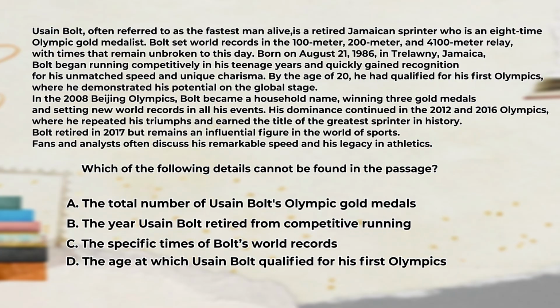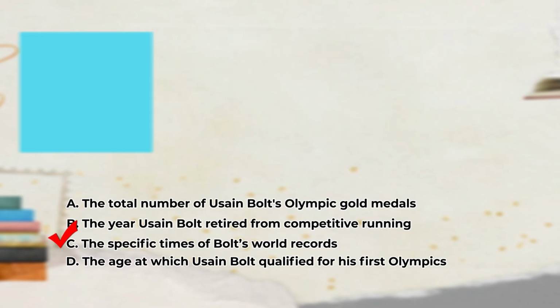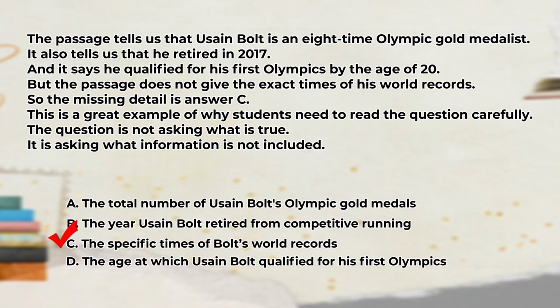Now let's try another reading question. The question asks which detail cannot be found in the passage. That means your child needs to check what the passage says and what it does not say. Pause here and try it. The correct answer is C, the specific times of Bolt's world records. The passage tells us that Usain Bolt is an 8-time Olympic gold medalist. It also tells us that he retired in 2017, and it says he qualified for his first Olympics by the age of 20. But the passage does not give the exact times of his world records. So the missing detail is answer C.